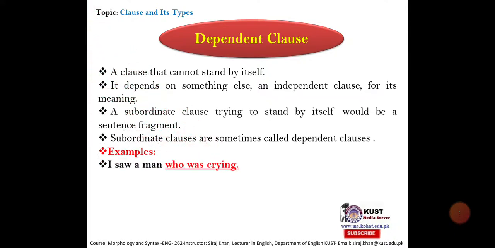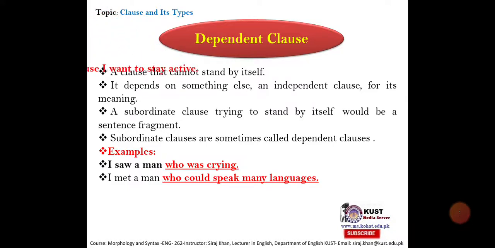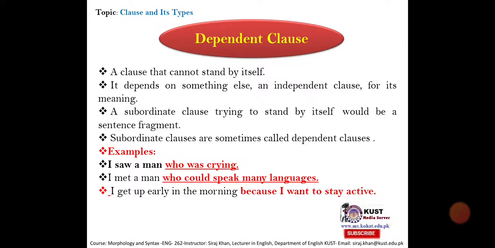For example, I saw a man who was crying. I saw a man is an independent clause. Who was crying is dependent. I met a man who could speak many languages. Who could speak many languages, the underlined part, is the dependent clause. I get up early in the morning because I want to stay active. Because I want to stay active is the dependent clause here.